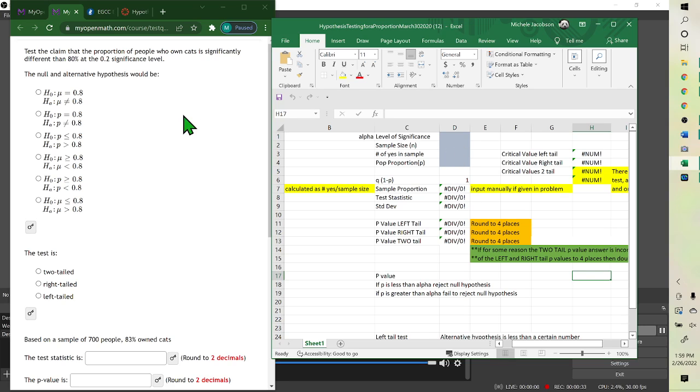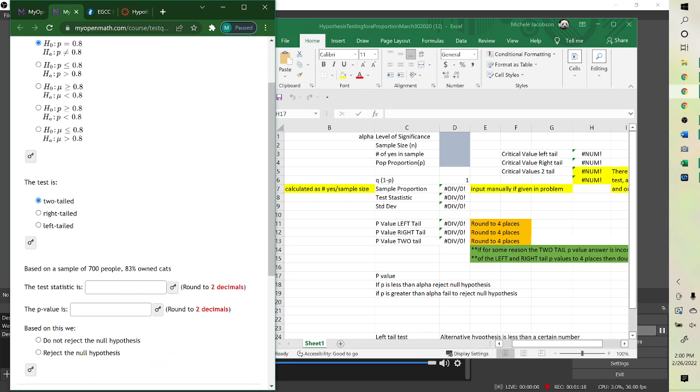Okay, so if we look at this problem, test the claim that the proportion of people who own cats is significantly different from 80%. So we're finding different from 80%. That means our hypothesis should be 0.8, what these all are. But it is a proportion, so it has to be one of the p's, not the mu, because that's a mean. And then differs from would mean not equal to. So it would be this one, because the alternative is not equal to, which means it's a two-tail.